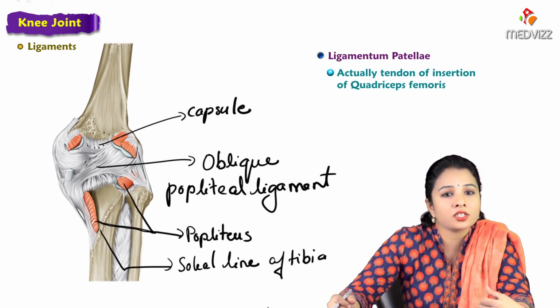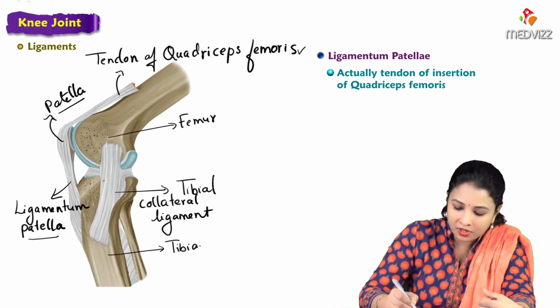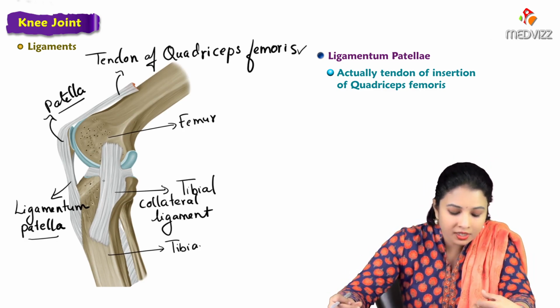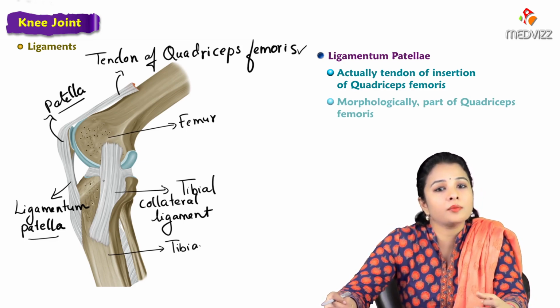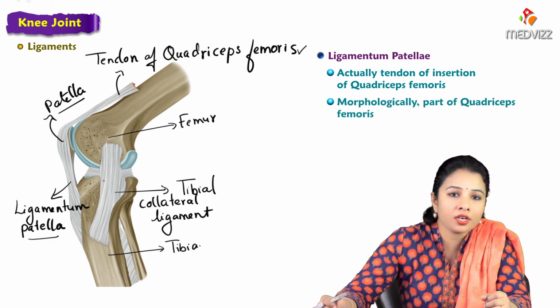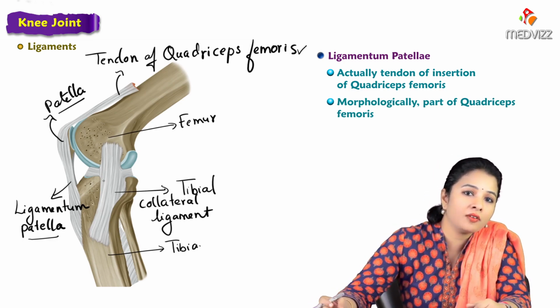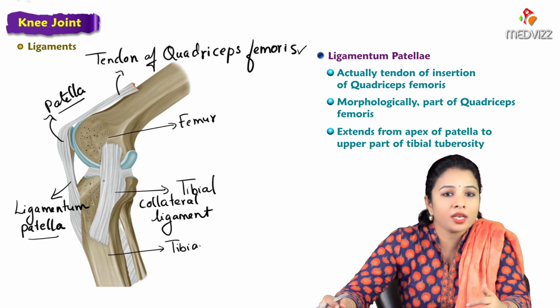Ligamentum patella is actually the tendon of insertion of quadriceps femoris. So we can see the quadriceps femoris which continues via the patella as ligamentum patella. Morphologically it is a part of quadriceps femoris, and patella is the largest sesamoid bone, which is developed within the tendon of quadriceps femoris, and this tendon extends from the apex of the patella to the upper part.